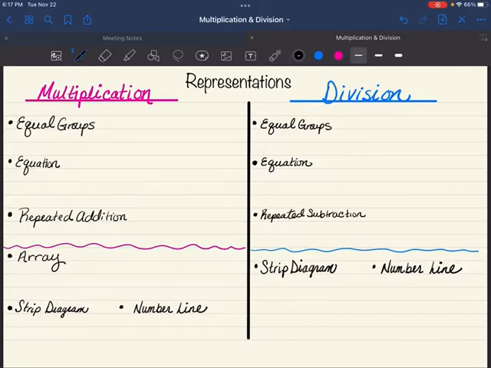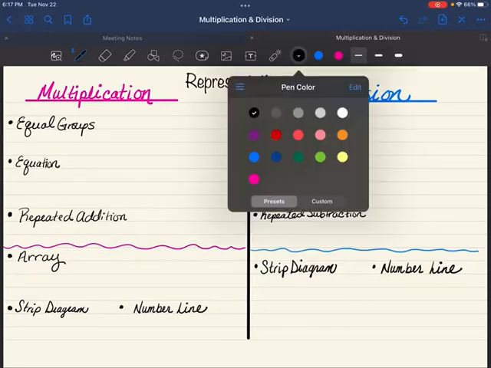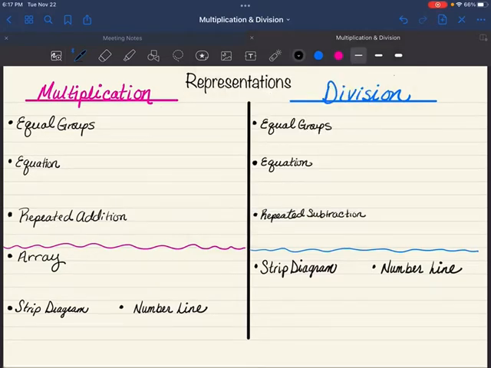And we're going to talk more about that in the next video when I discuss story problem strategies. Okay, so let's get started with multiplication and equal groups. For the purposes of these representations, we're going to be looking at 3 times 5 equals 15.